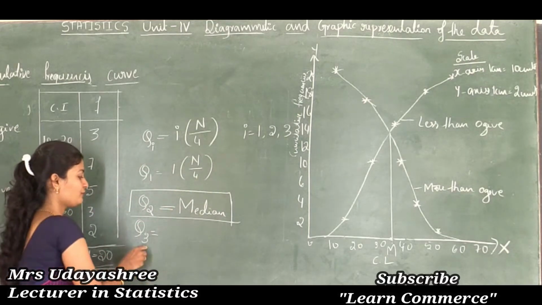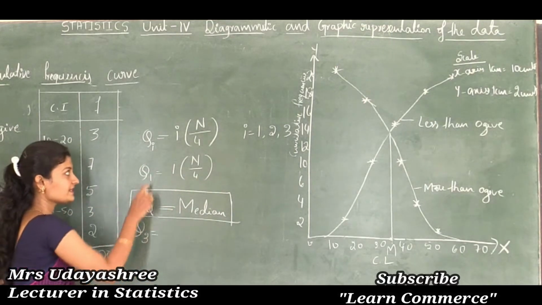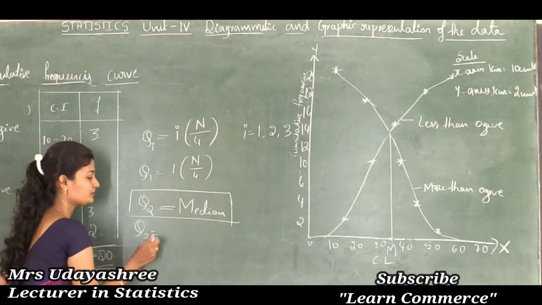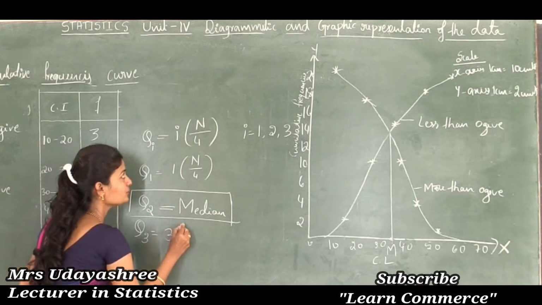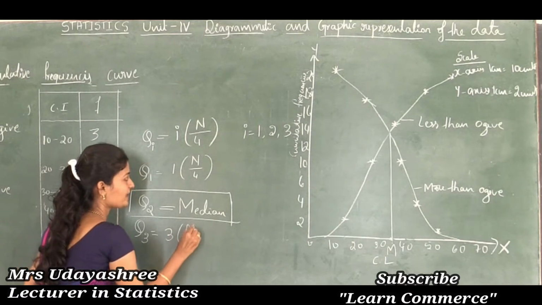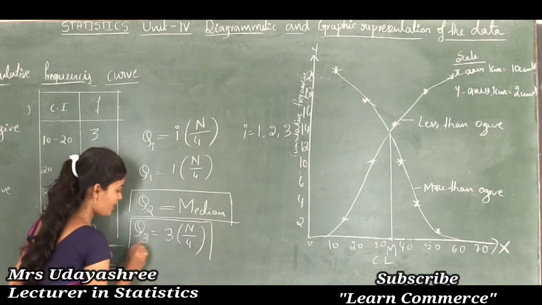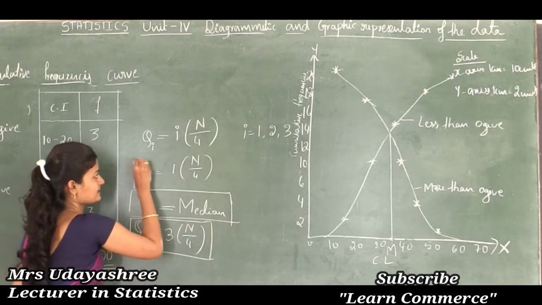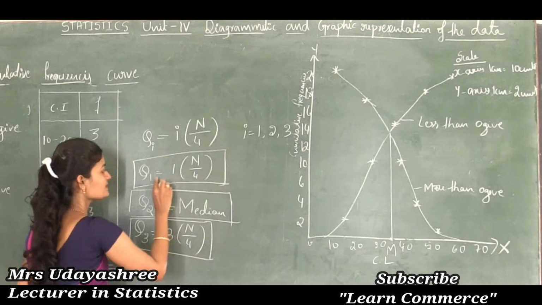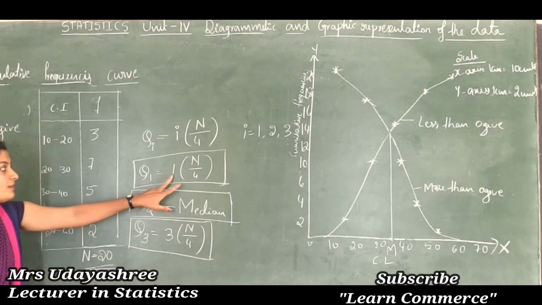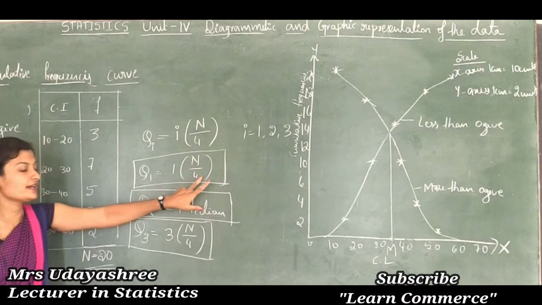Next, to find the third quartile, in the place of i here it is 3. So in the place of i I will substitute 3, so that is 3 into N divided by 4. These are the formulas to calculate quartiles. The first quartile formula is 1 into N divided by 4.